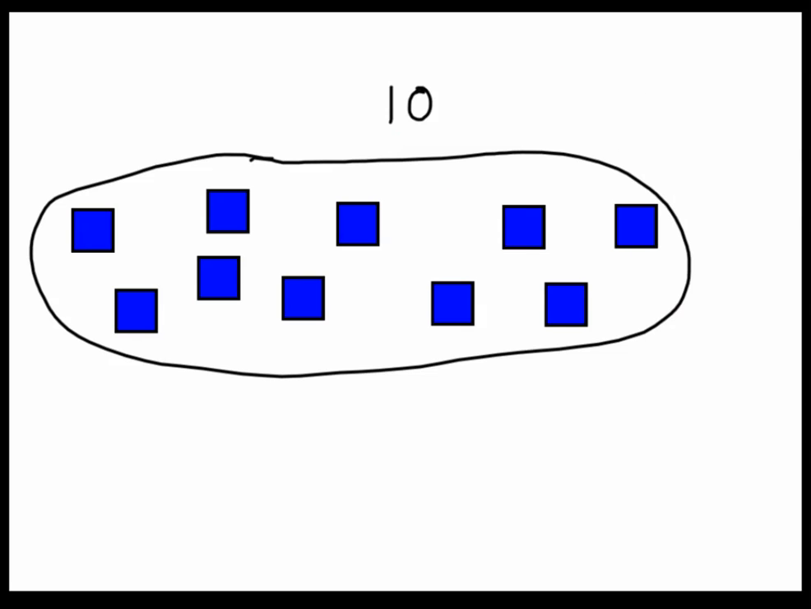Now, if I add one more square, I now have the next number that comes after 10, which is 11. And I'd write 11 such as this right here. Now, it's important for us to know that this number right here is made up of two digits, one digit here and one digit there.